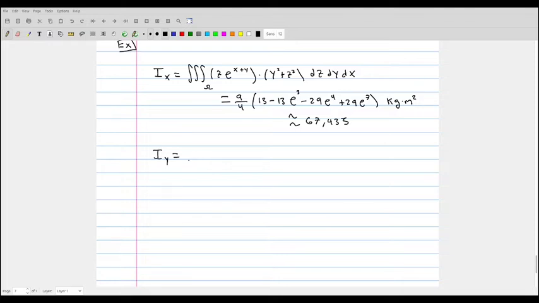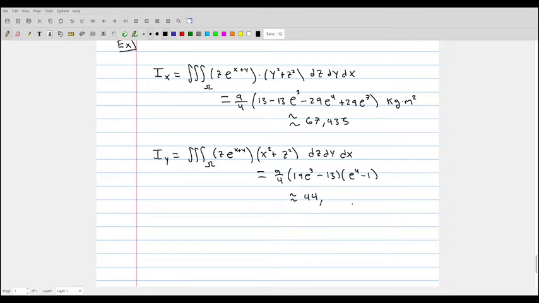The y moment of inertia will be the triple integral of the density function times x squared plus z squared, which will be equal to 9/4 times 19 e cubed minus 13 times e to the 4th minus 1, or 44,435 approximately.